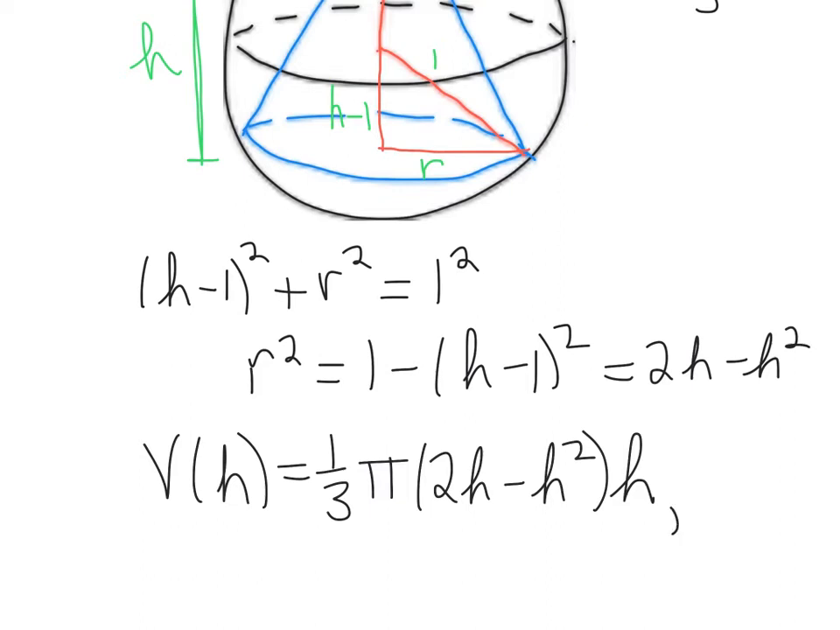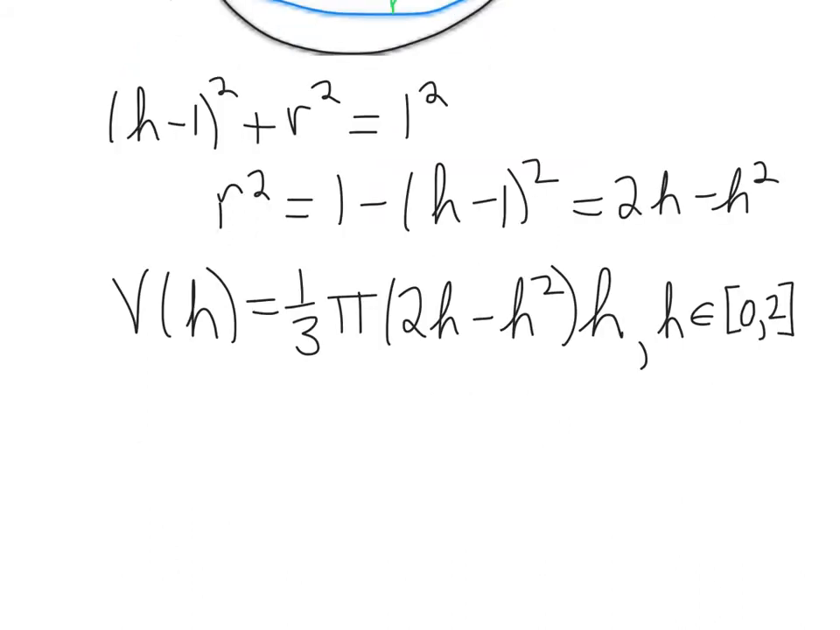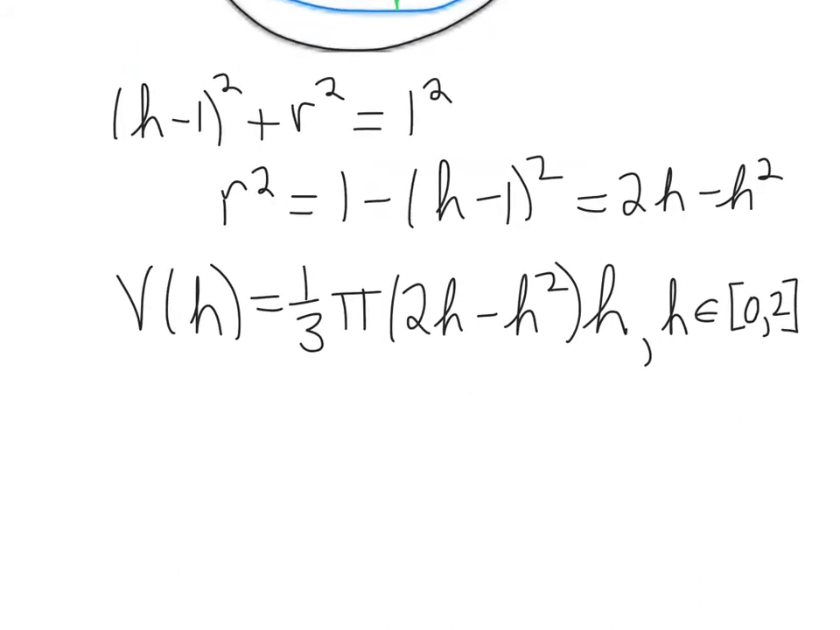So now I have this as a function of h, and if we think about this for a minute, we know that h lies in the closed interval 0 to 2. That's because the radius of the sphere is 1, so at most that height could be 2. And that, simplifying before I differentiate, is equal to pi over 3 times 2h squared minus h cubed.